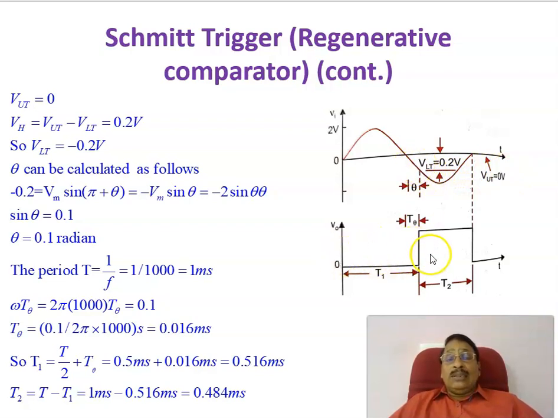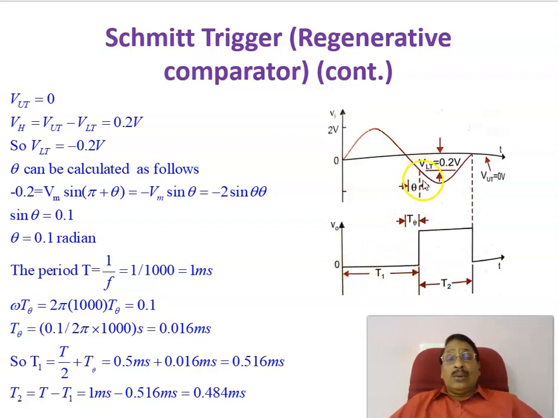In order to calculate T1, the method we follow is this. The time period of the signal can be calculated as 1 by frequency, so T equal to 1 by f, which is equal to 1 millisecond. Half of this, T by 2, is 0.5 milliseconds. If you add the duration theta to this, you will get the total T1.